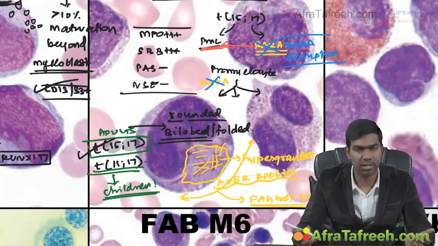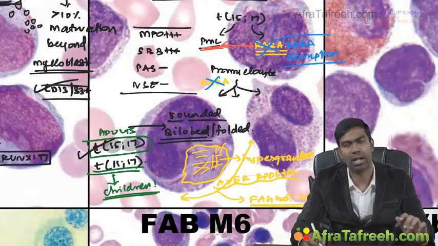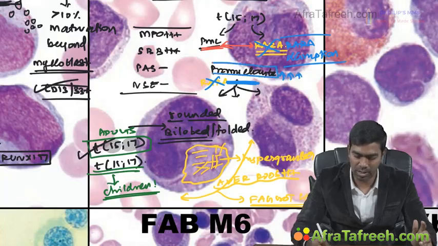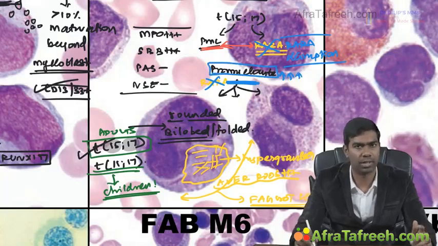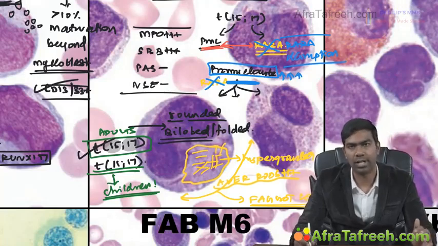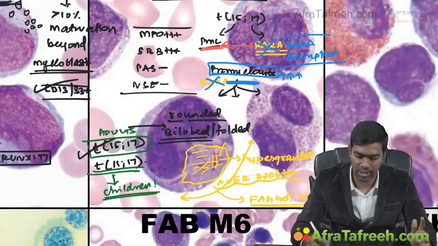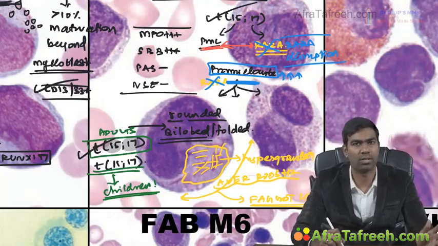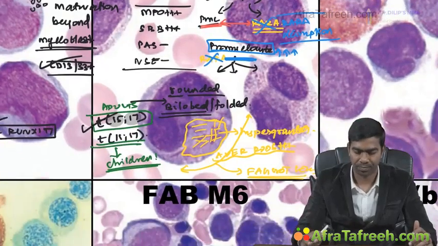If RARA is not there, if retinoic acid receptor alpha is disrupted, then there will be a block at this stage, and that is the reason why promyelocytes are increasing and not going to differentiate any further. That's why you are getting this acute promyelocytic leukemia. That is the reason why this t(15;17) translocation is a signature translocation for APL, that is acute promyelocytic leukemia.